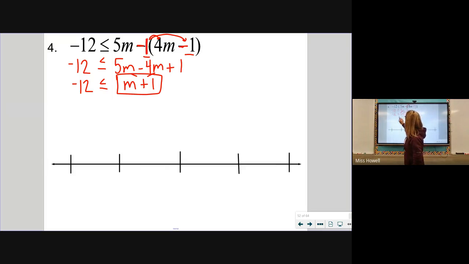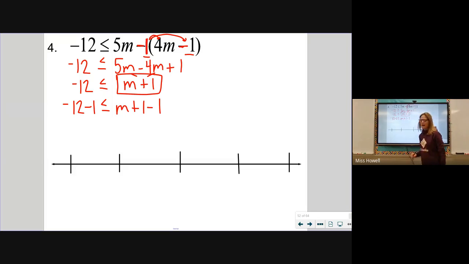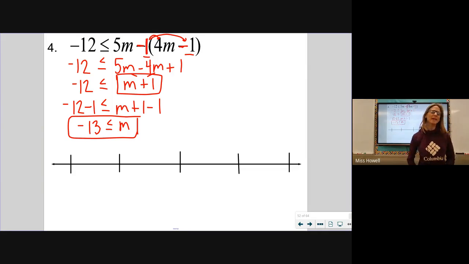So in this case, I'm going to leave it as simple as possible. All you need to do is remove the add 1 by subtracting 1 from both sides. All right, negative 12 minus 1 then would give us a new value of negative 13 is less than or equal to m. Since we were adding and subtracting, we didn't have to do any flipping.